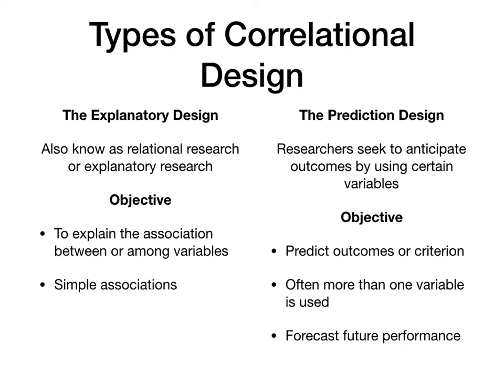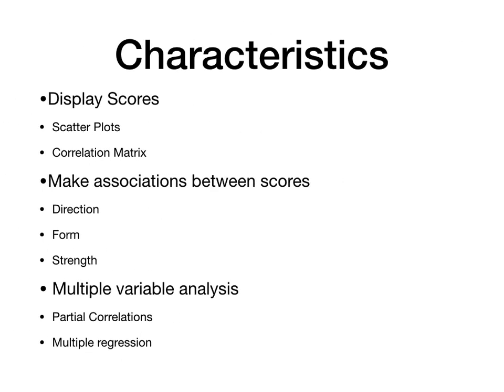There are two types of correlational design: the explanatory design, which is also known as relational research. It is used to explain associations between variables, and the prediction design that researchers use to forecast future performances and to predict outcomes. Three specific characteristics of correlational design include displays of scores, associations between scores, and multiple variable analysis.